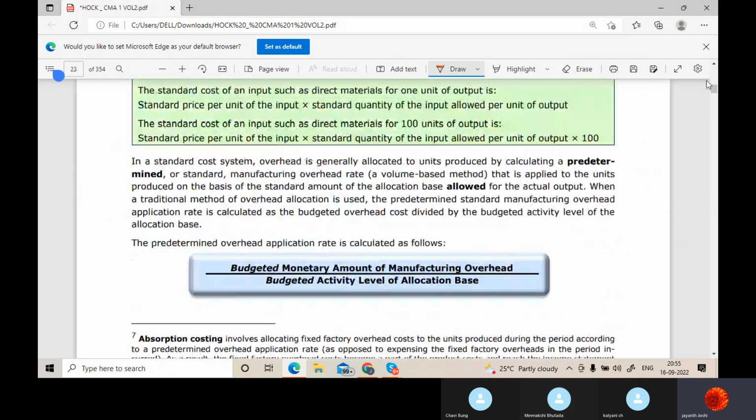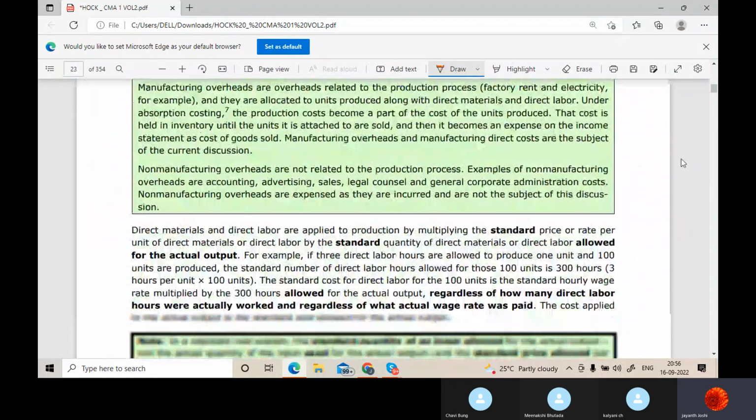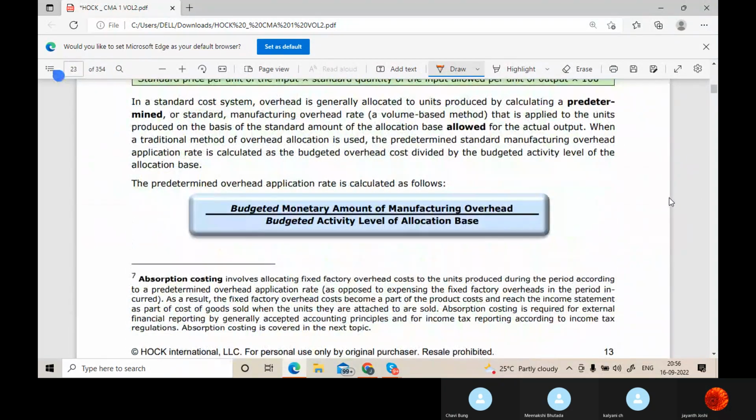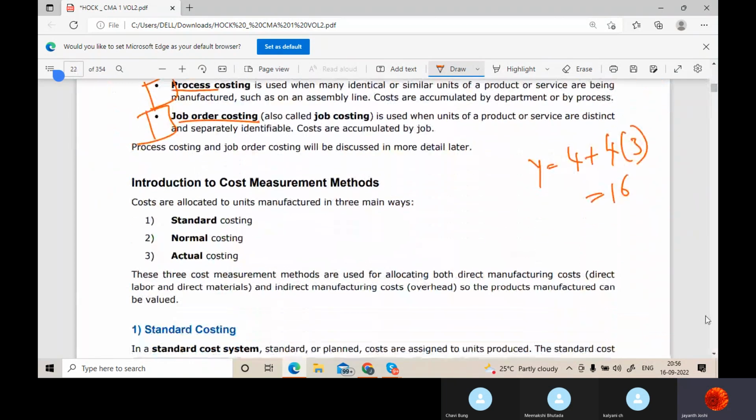Any clue? I'm asking, can anyone tell me what is job costing? Anyone can differentiate? Very strange. See, job costing and process costing are two different types of methods.